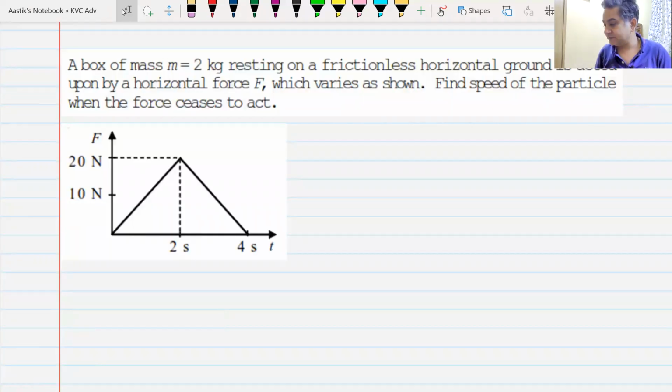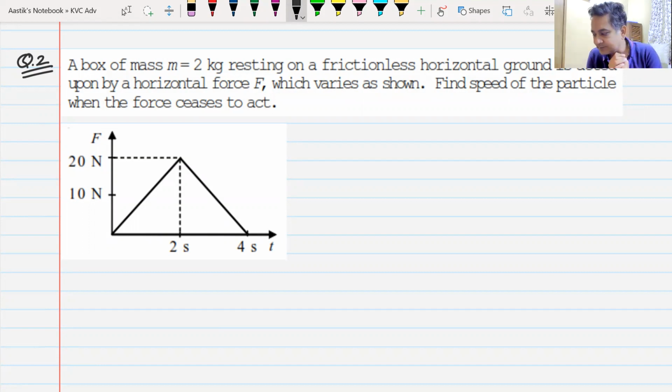Here comes this question. These days they are giving questions on graphs, so it's good if you can do a lot of questions on graphs. A box of mass 2 kg resting on a frictionless horizontal ground is acted upon by a horizontal force F, which varies as shown. Find the speed of the particle when the force ceases to exist. You have 2 minutes to solve it.